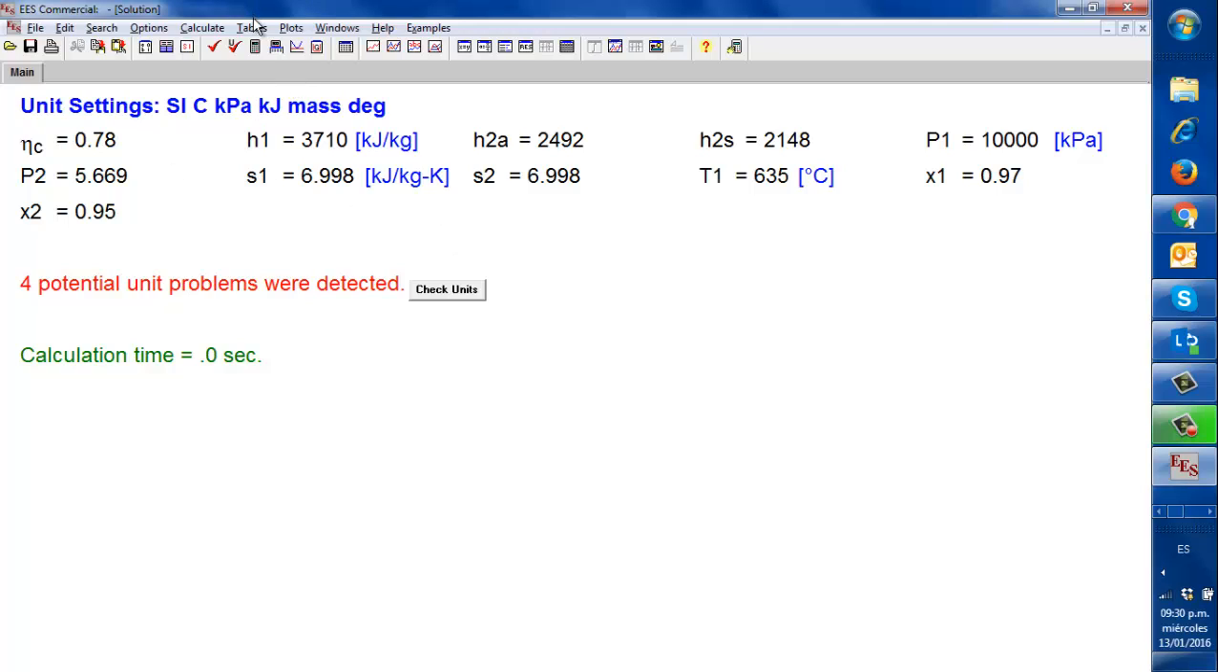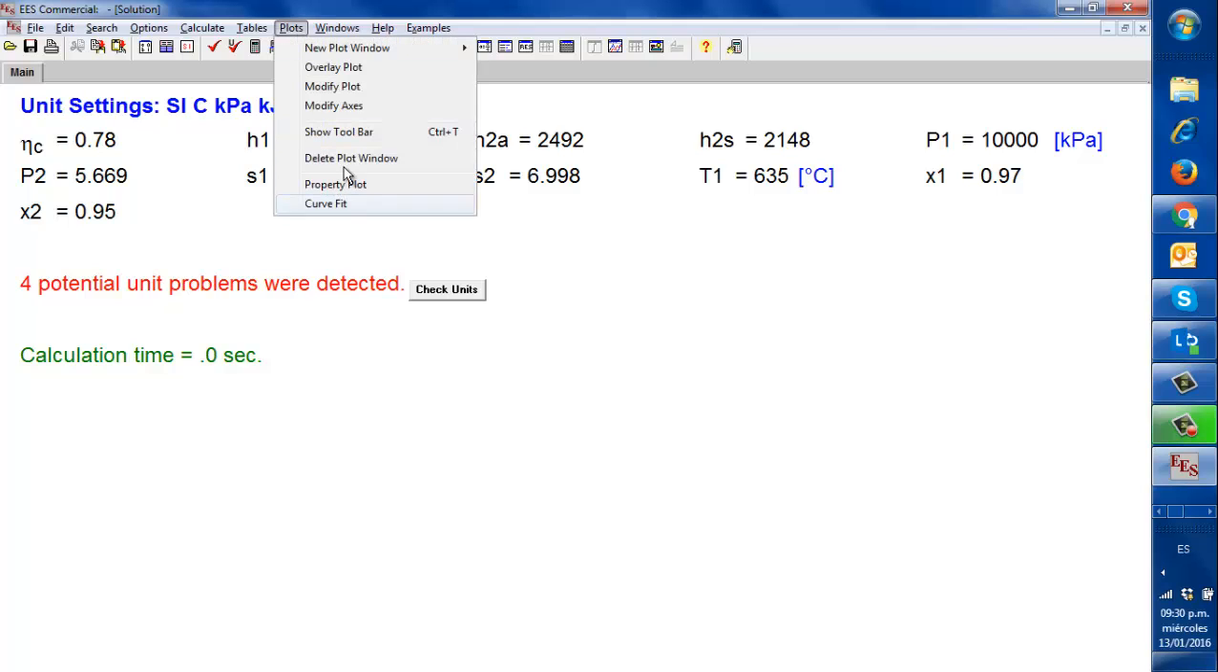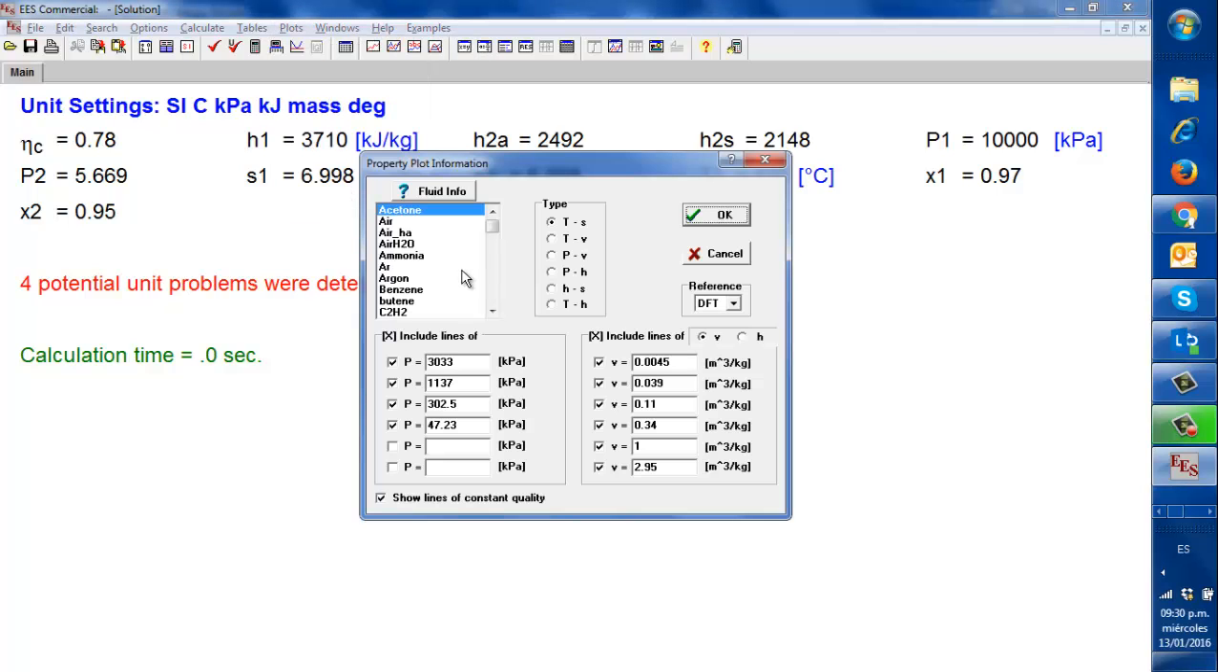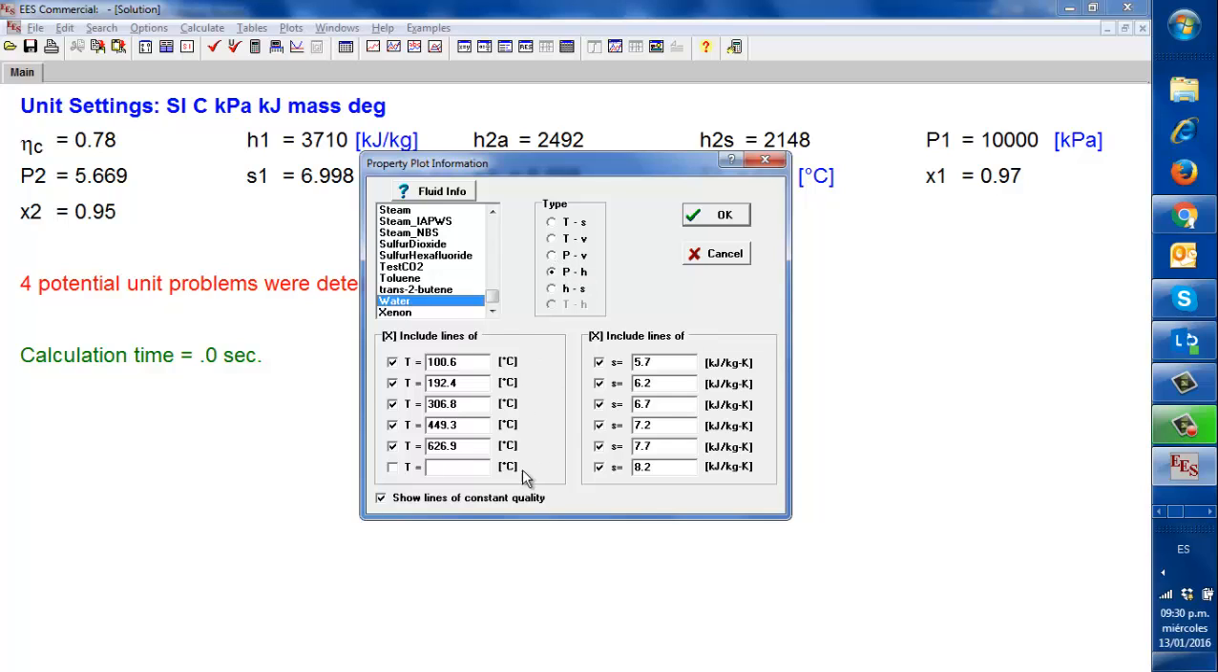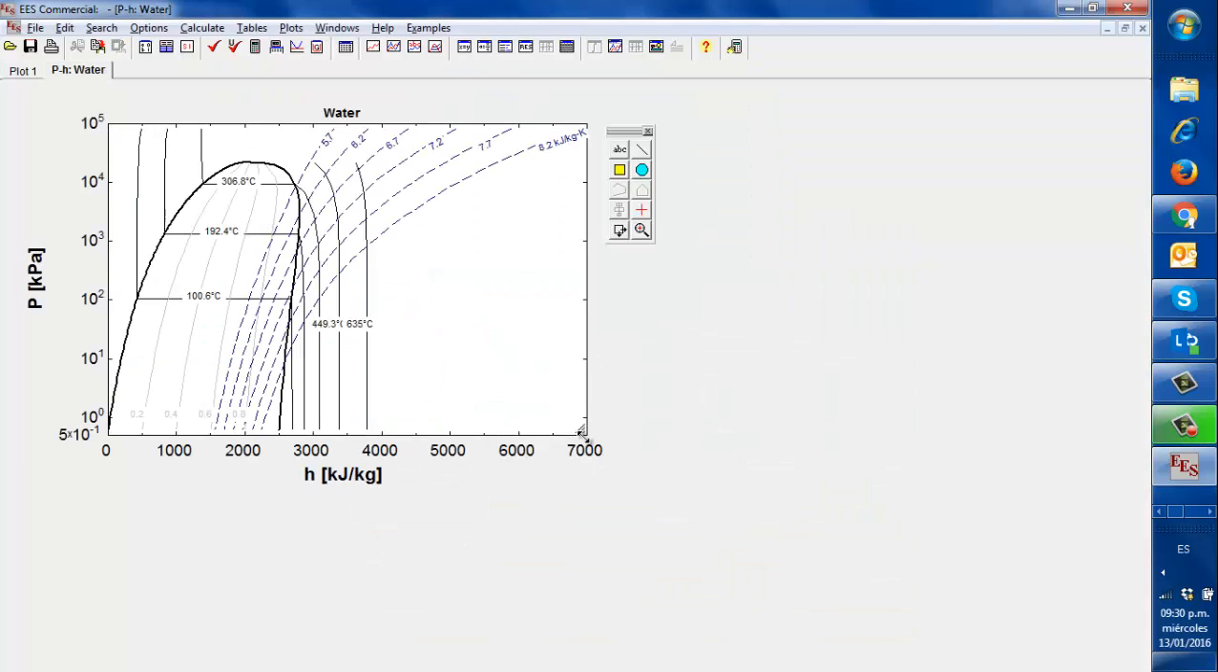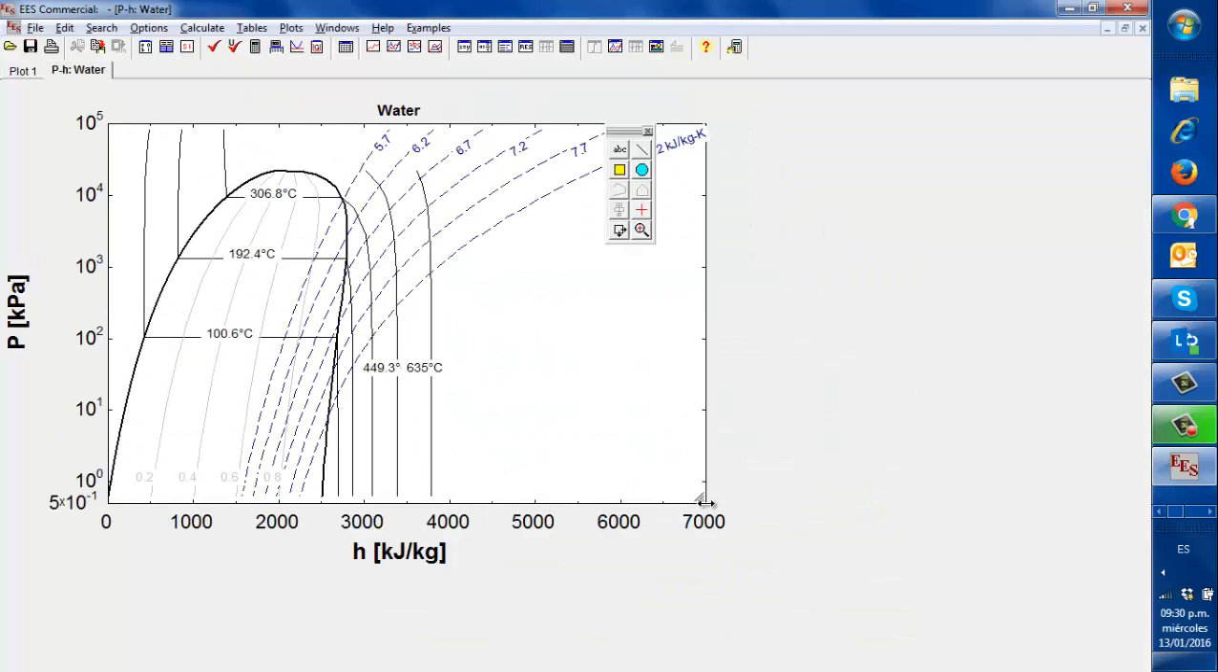Okay, diagram. We can plot property plots. So I can create a pH diagram of steam. Okay? And I will include 635 just because I have that in the problem statement. And I have my pH diagram for steam.